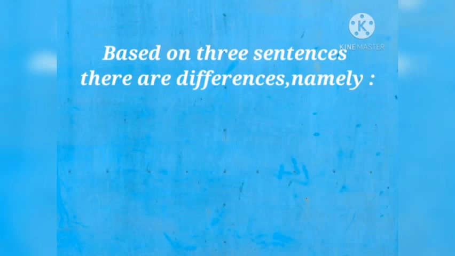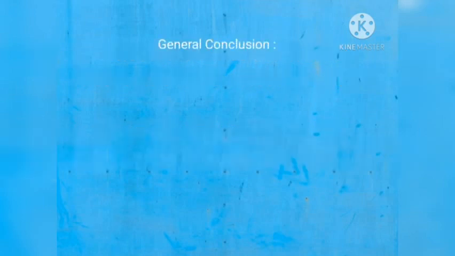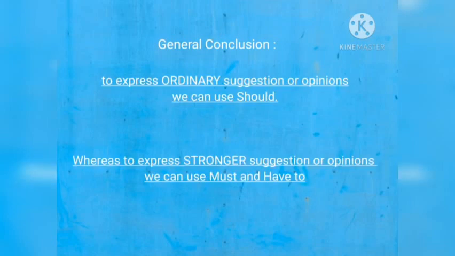So, based on the three sentences, there are differences. Namely, in sentence 1, the speaker sounds natural, while in the other two sentences, the speaker sounds more enthusiastic when giving the suggestion. So, based on my presentation, we can conclude that to express ordinary suggestions or opinions, we can use should, whereas to express stronger suggestions or opinions, we can use must or have to.